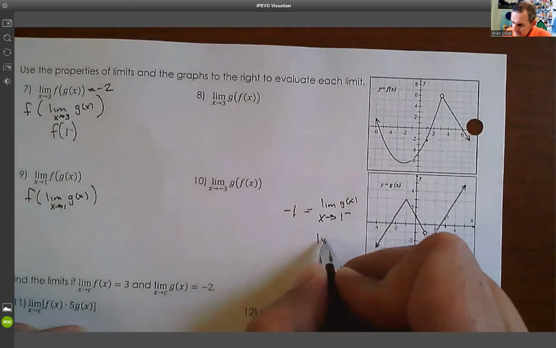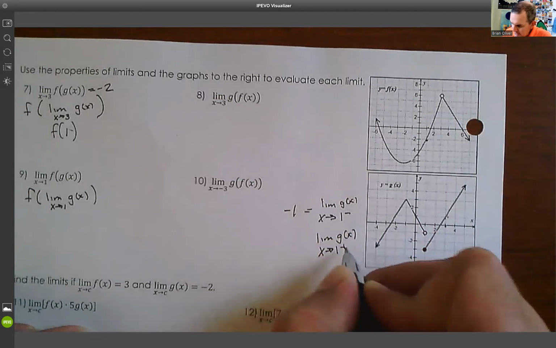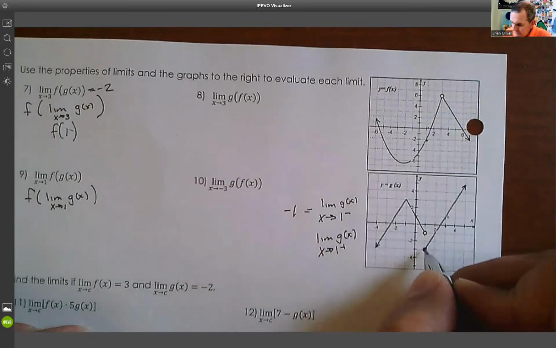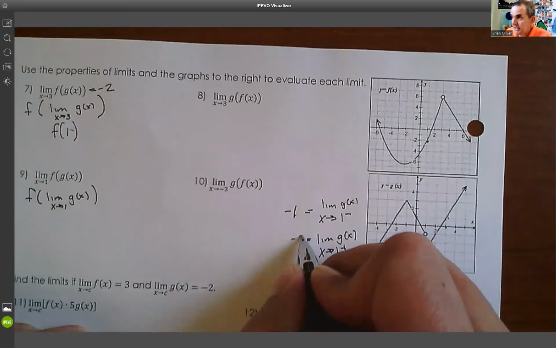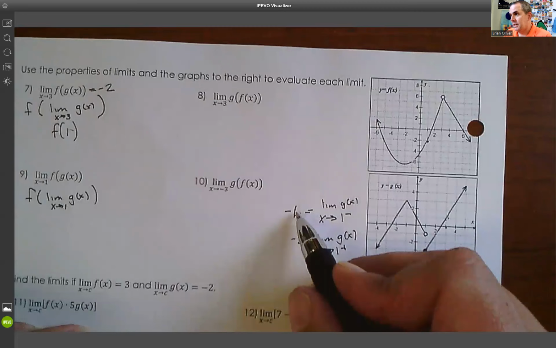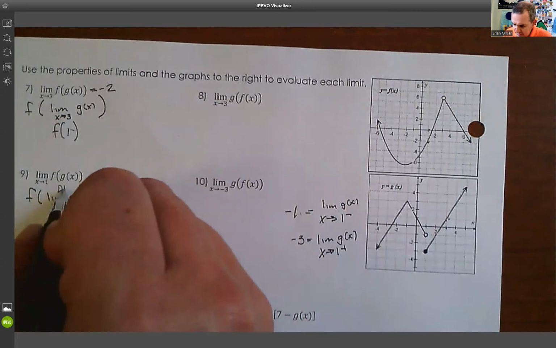The limit of g of x as x approaches 1 from the right, so this way, is giving me a -3. And according to the rules of limits, these two aren't the same. So this one technically looks like it does not exist.